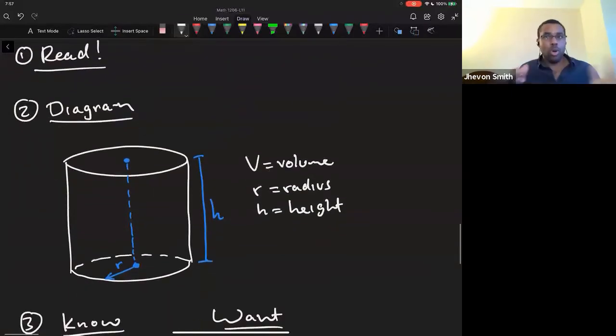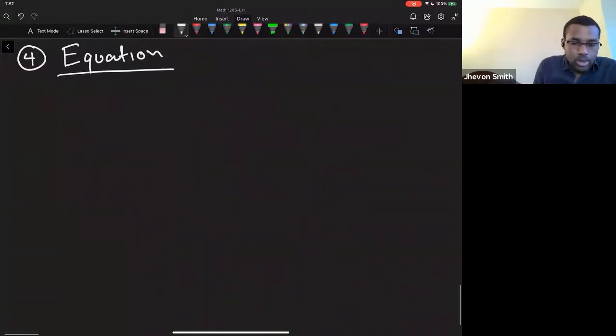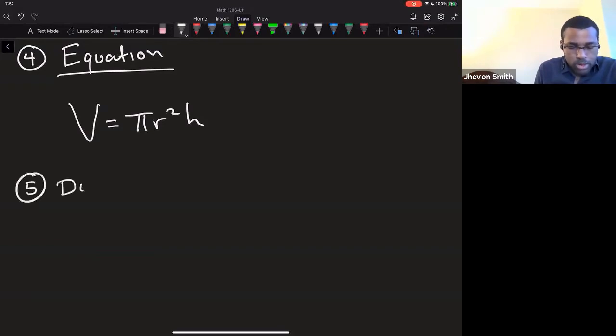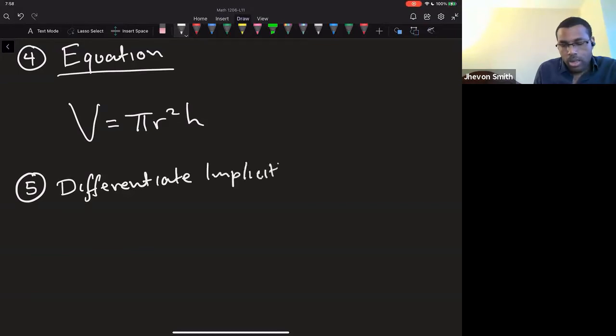Now, hopefully this diagram sparks something in your mind and you remember, oh, area of base times height. So that tells you that volume is equal to pi r squared h. And that's pretty much it. That's step 4. Step 5, we're going to differentiate implicitly with respect to time.